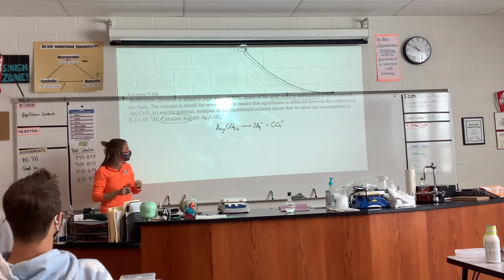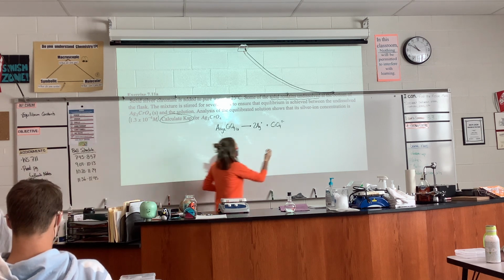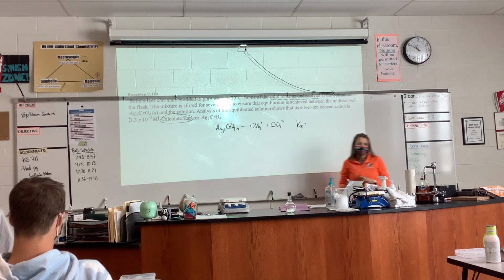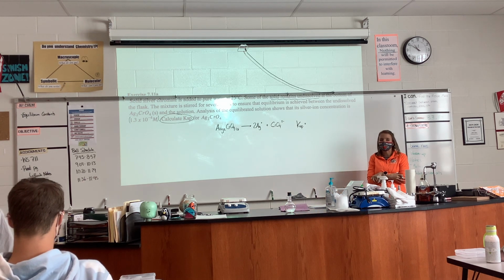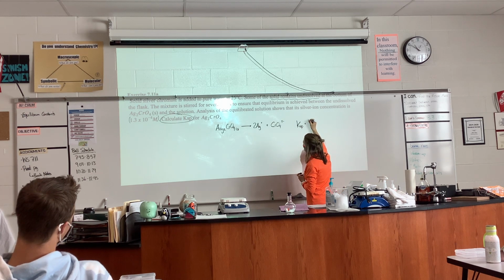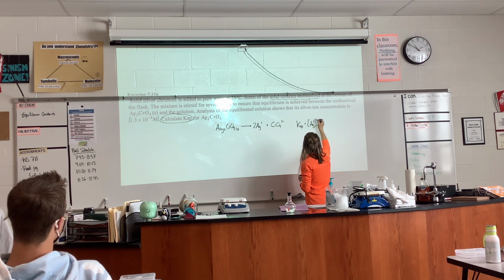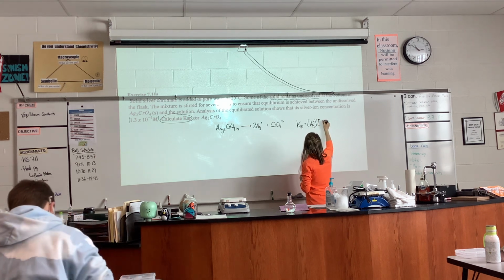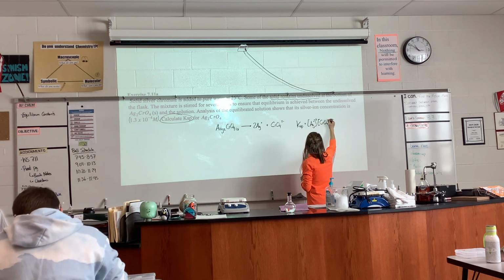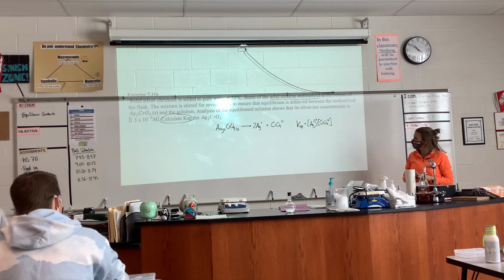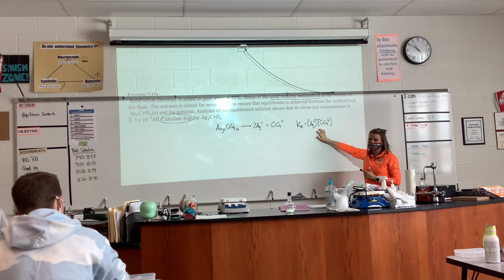Okay, now, going back to what Evan said. So Evan, help me out, what would my KSP be? Okay, so it'd be KSP equals bracket Ag+ to the second power, and then bracket CrO4 2- bracket. That's my KSP. Okay, so this is what we want.